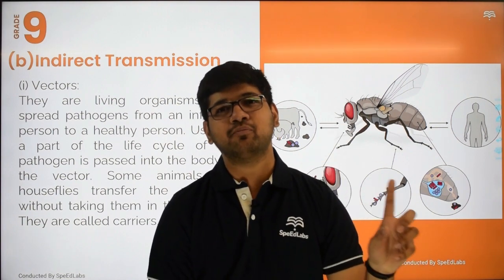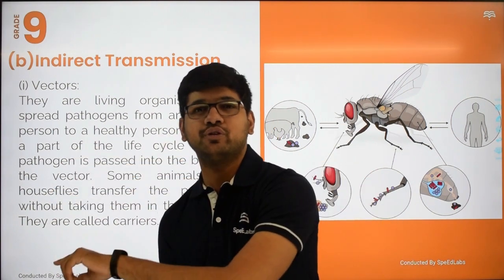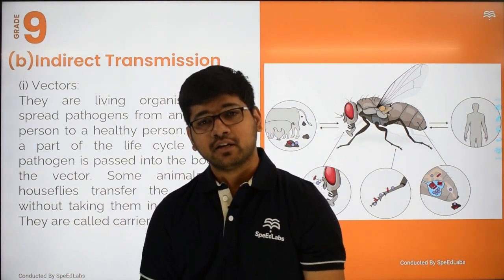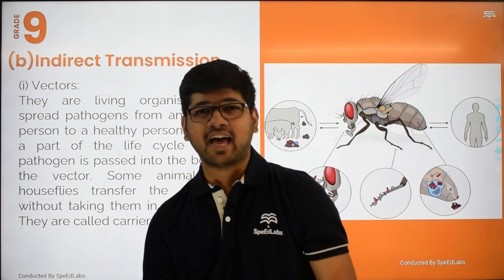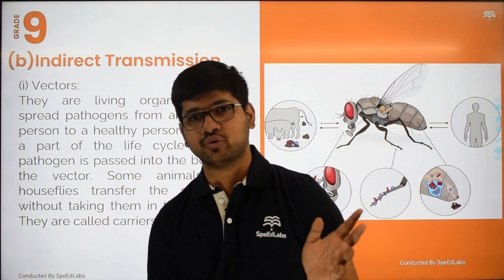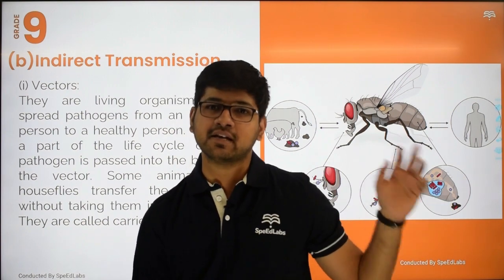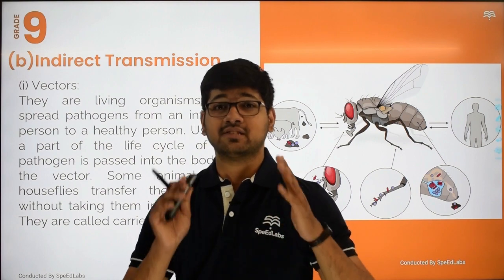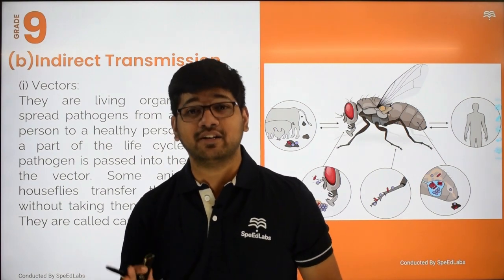Like the Aedes mosquito is the vector of dengue. It does not have dengue itself, but the malarial mosquito is a carrier of malaria, right? The female Anopheles mosquito is the carrier of malaria. That means the female mosquito is also infected. Okay, this is the basic difference between a carrier and a vector.